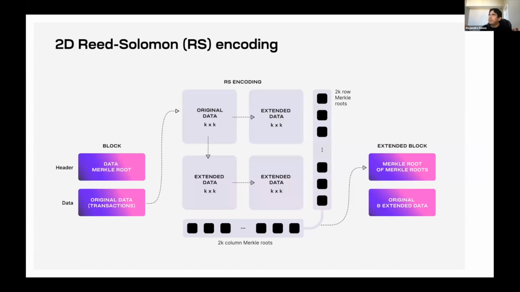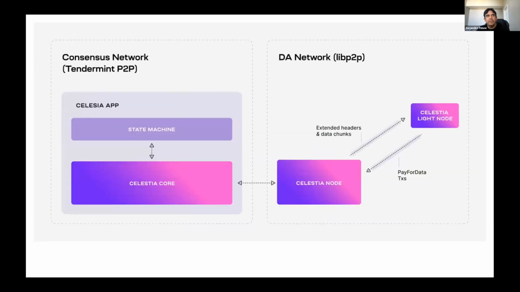I can't remember exactly how it improves, but one sample means that 25% is verified, and if you get up to 7 data samples, then 99% of the block is verified. And in that way, the light node is able to do the verification itself. It just needs to download this extended header from the consensus layer.